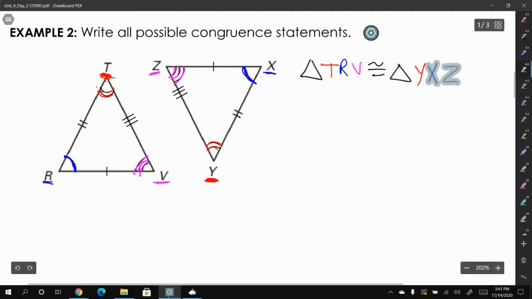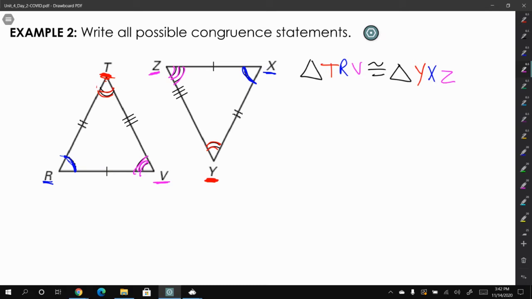You can't flip-flop these and say, well, let's go Z and then X, because then you're saying that angle R and angle Z are congruent, but if you look at the picture, they have 2 different numbers of markings. R has 1 arc right here, while Z has 3. So we can't go like that. X and Z must go there.